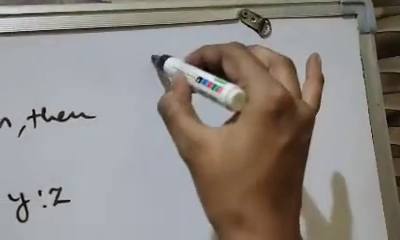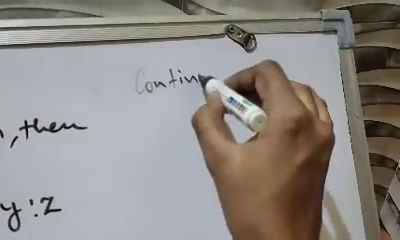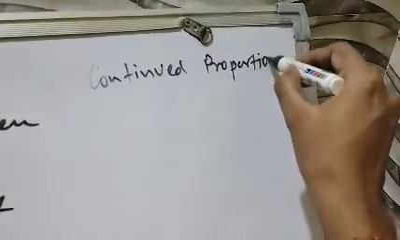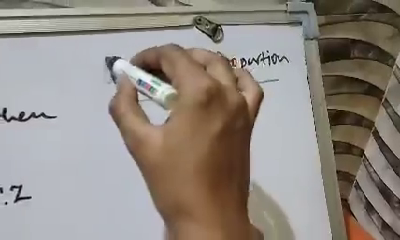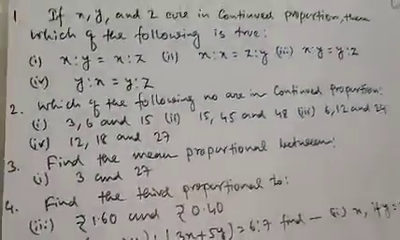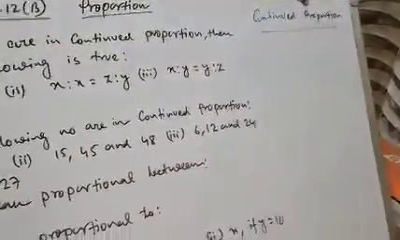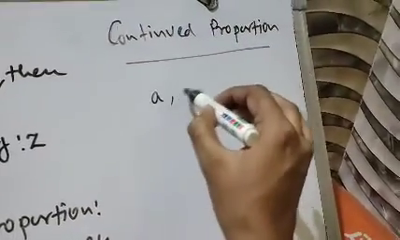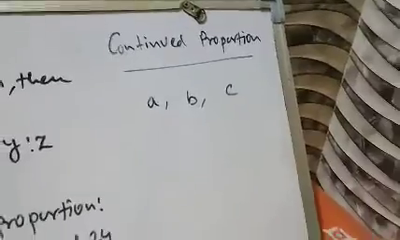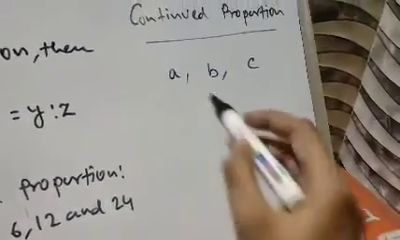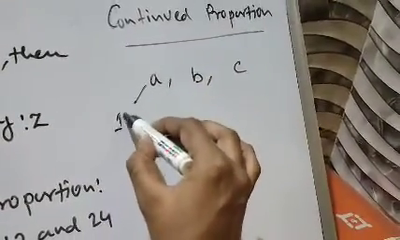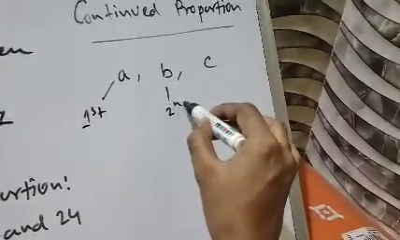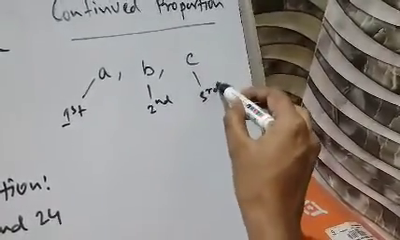The concept is continued proportion. All the sums of this exercise will be based on this topic, continued proportion. Suppose we have three terms A, B and C, where A is your first term, B is your second term and C is your third term.